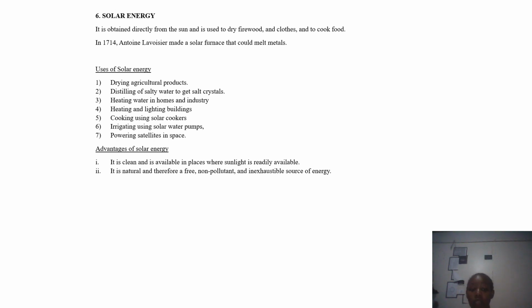Then we look at the advantages of solar. It is clean and available in places where sunlight is readily available. It's a natural source and therefore it's free and non-pollutant.